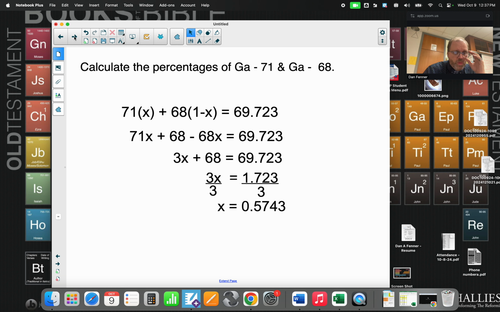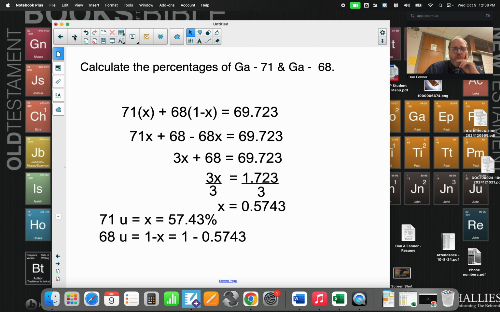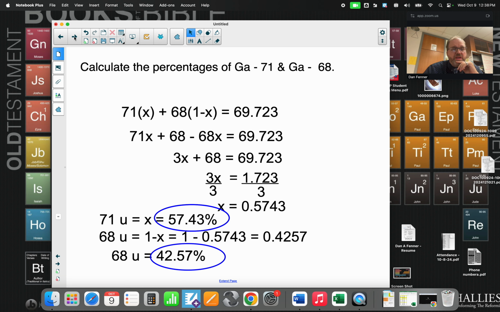Now, when I do this, remember that is for 71. 71U is X, so therefore that's 57.43%. How about the other value then? For 68, remember it's 1 minus X, so that's 1 minus 0.5743, and the answer there is 0.4257 as a decimal. That would, a percentage rather, be 42.57%. Those are our answers. There we go.